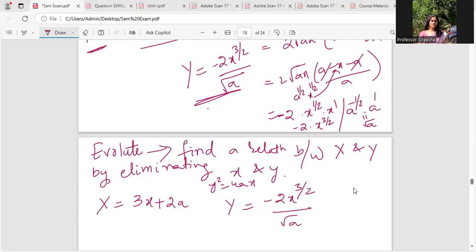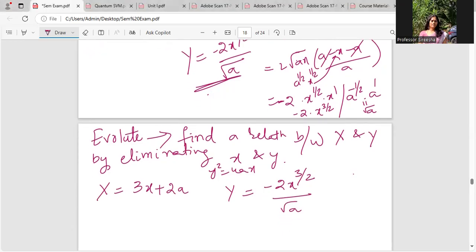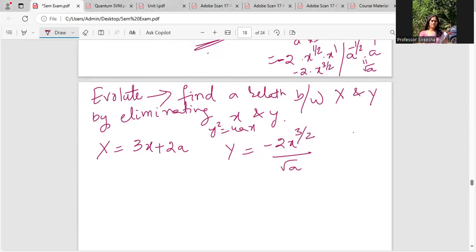Right. Now, what I will do is I will try to get the value of small x from this. This is one procedure, not the only procedure, by the way. I'll get the value of small x from the above equation. That would be x minus 2a by 3. Okay, that I will substitute in y.